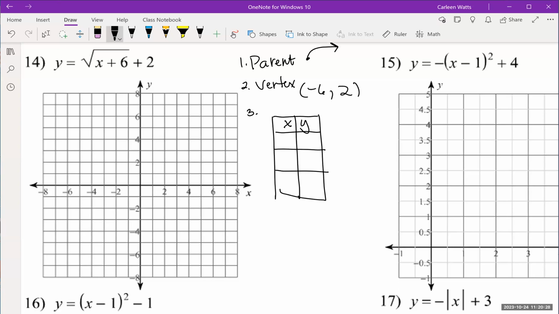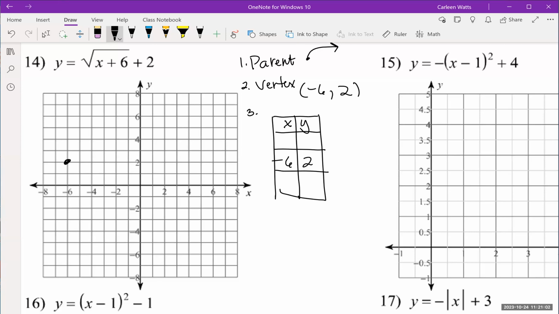-6, +2. Awesome. Yeah, just like the absolute value. Okay, so we're going to put that in the middle of our table. Now, if you want to make a table with 10 x values and 10 y values, that's fine. I am lazy. I only want to make a table with 3 values. So I want to make sure I grab the vertex and put that in the middle. Okay, so -6, 2 is the vertex.